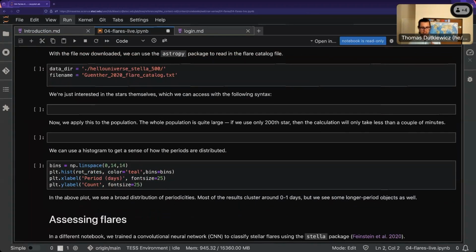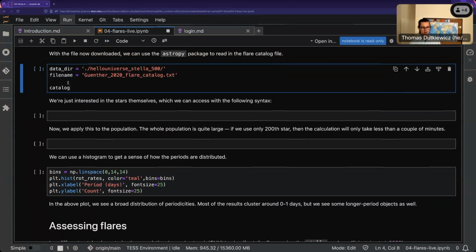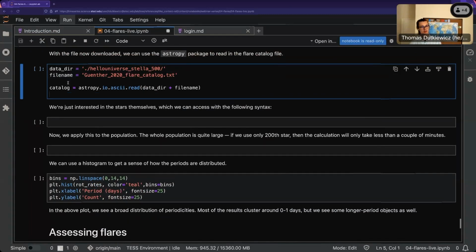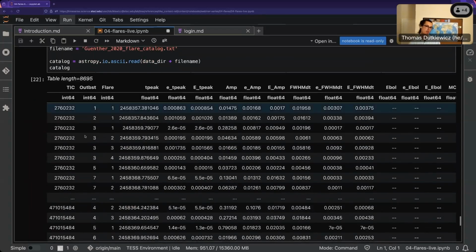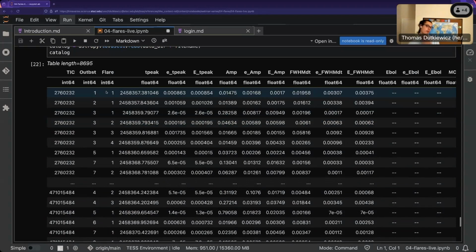Okay, let's just open it. So we've got the location where it's stored, catalog. We'll read it in with astropy.io.ascii.read, data directory plus the file name. And let's look at the catalog. 8,695 stars, with information in here, including information about whether there is a flare. You can see in this catalog where the peak might be, the amplitude of these different activities.